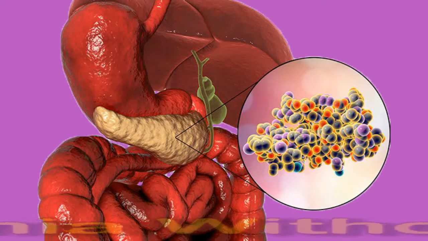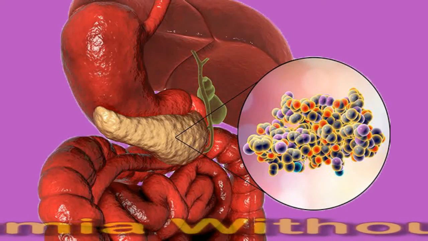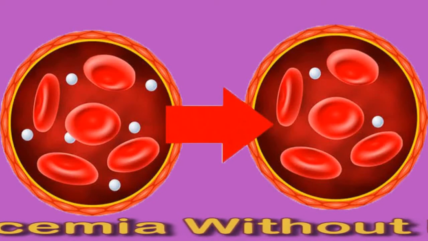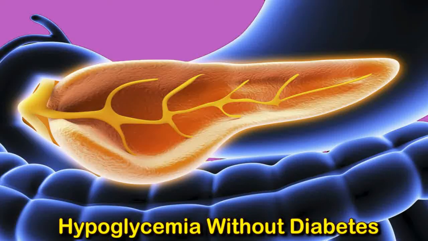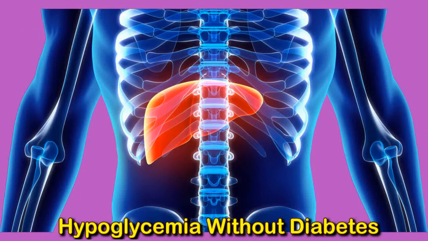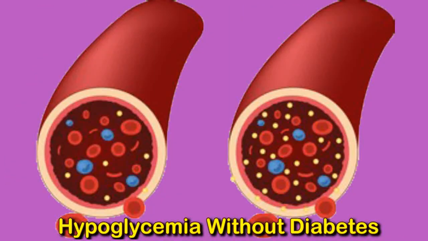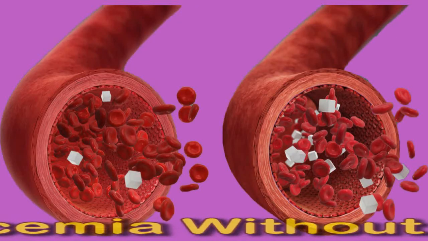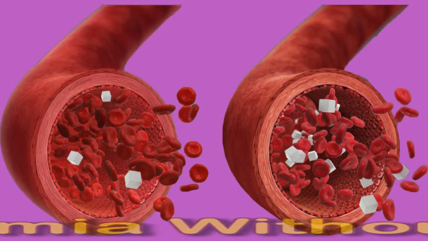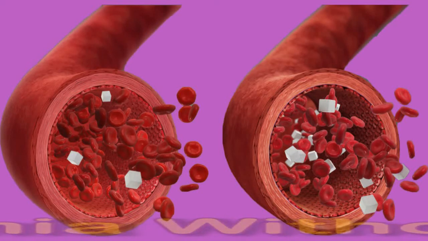Hypoglycemia without diabetes, causes and symptoms. Hypoglycemia occurs when blood sugar levels fall dangerously low. It is more common in people with diabetes, but it can affect others. In this video, we explore the health conditions beyond diabetes that can cause hypoglycemia. We also look at treatment options and the dietary changes that can help prevent low blood sugar.